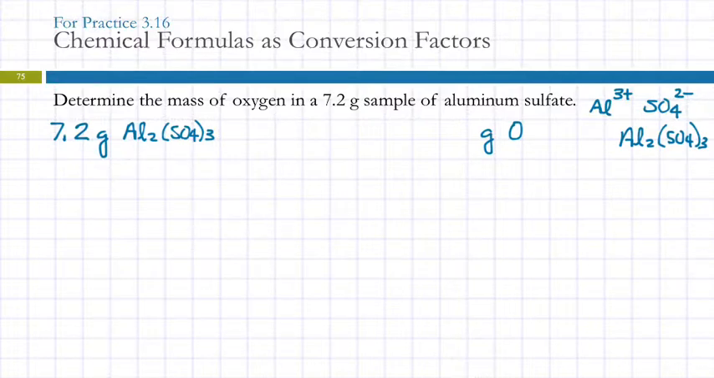So we have to figure out how to get from grams of the compound to grams of the element. What often goes in the middle? Moles. Molar mass, moles in the middle. So if you're not sure how to bridge the gap, try moles in the middle. So using a molar mass, we can go from grams of this compound to moles of the compound.